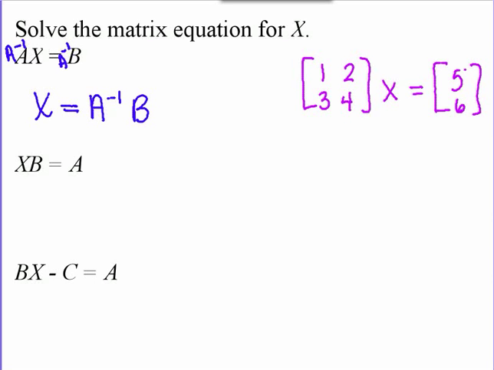So let's look at the next one. X times b equals a. I need to get the x all by itself. So what do you have to do? Multiply by the inverse of b on what side? The right. So I'm going to multiply by the inverse of b here. If I multiply it on the right on this side, I have to multiply it on the right side. So my answer will be x equals what? A times b inverse. Good.